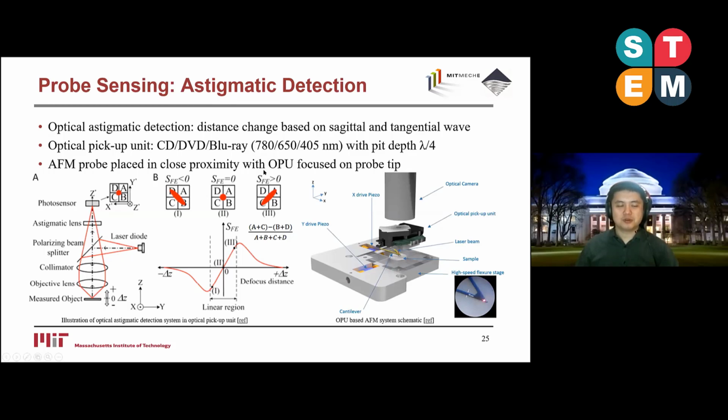Basically, people use the CD or DVD drive that uses the astigmatic principle to measure the distance to the pits in the CD and DVD drive. It can also have a small linear region in the middle that people can use for the micro cantilever sensing in the AFM operation.